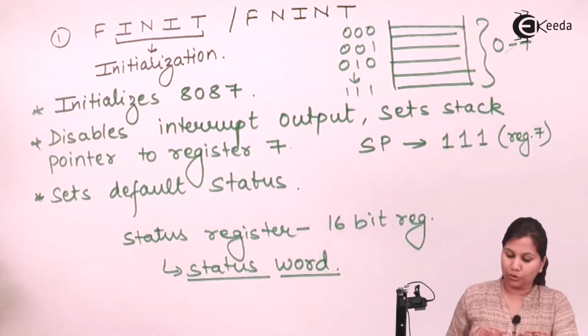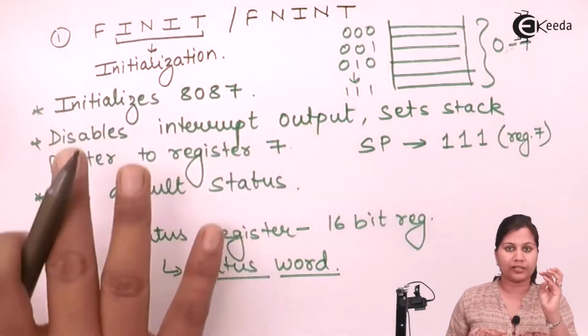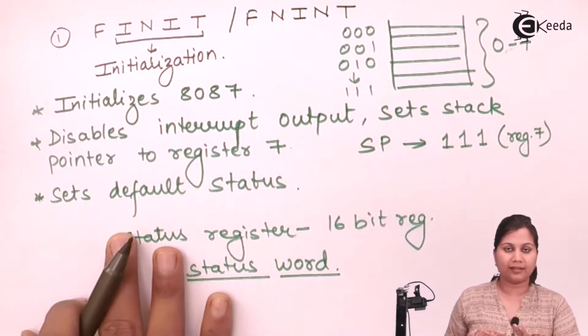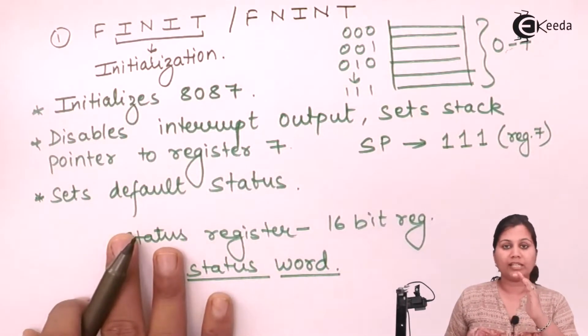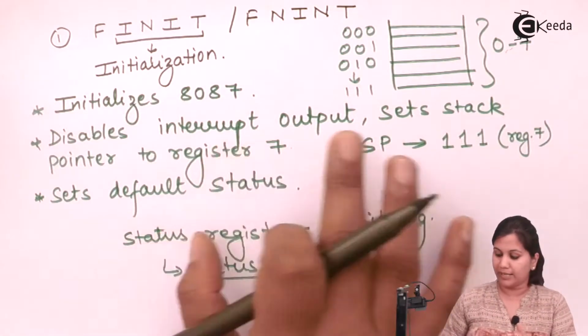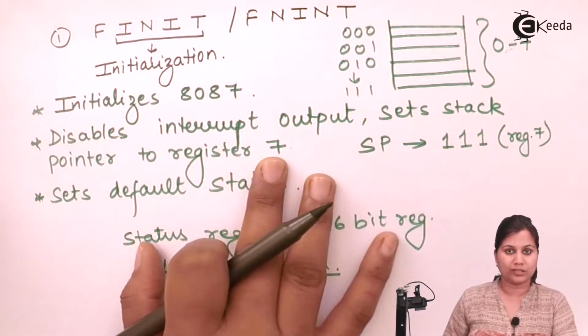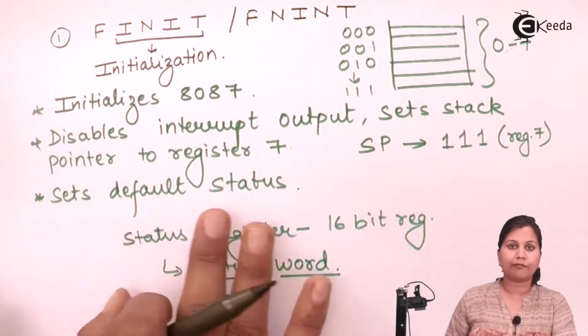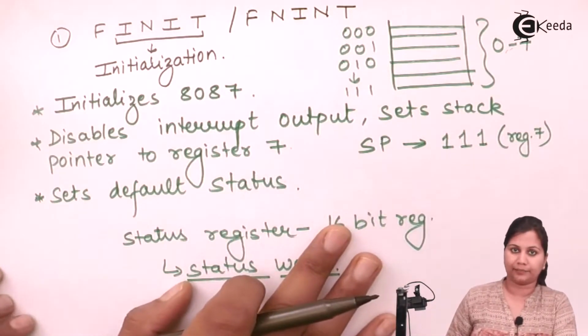So this instruction, first of all, initializes the 8087. When initialization is done, the interrupt outputs are disabled, the stack pointer is initialized to register 7, and the default status is set.